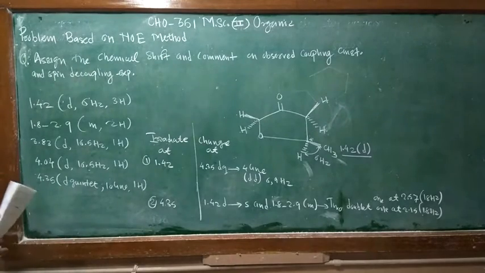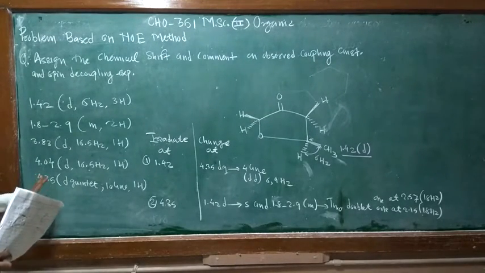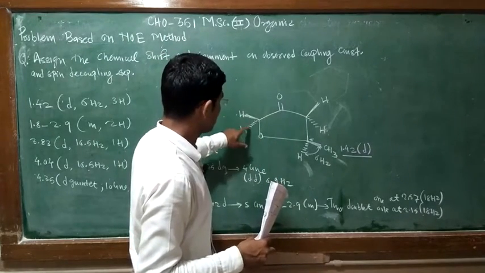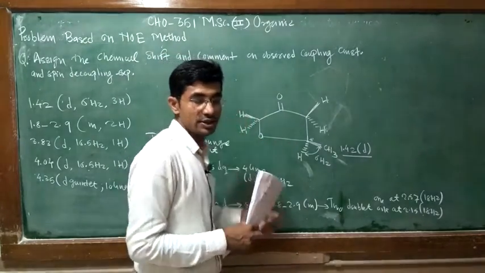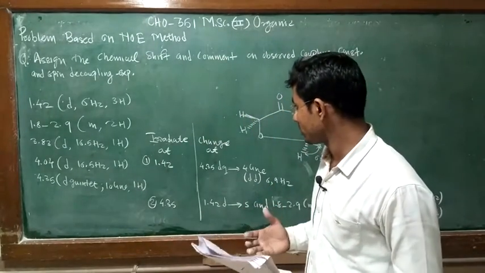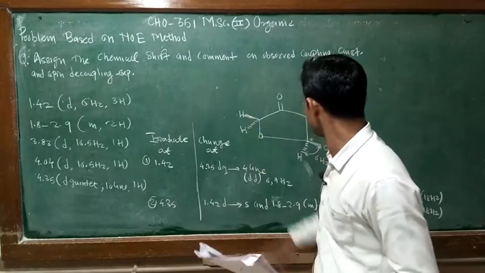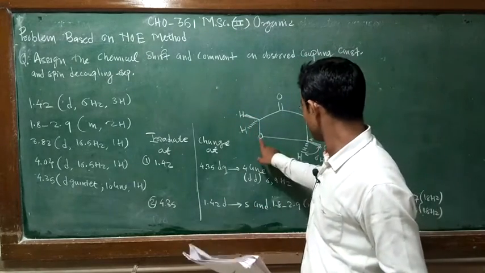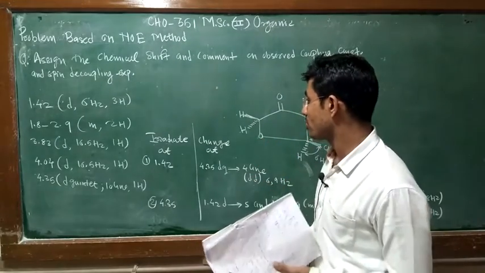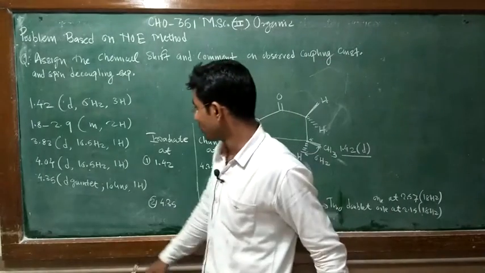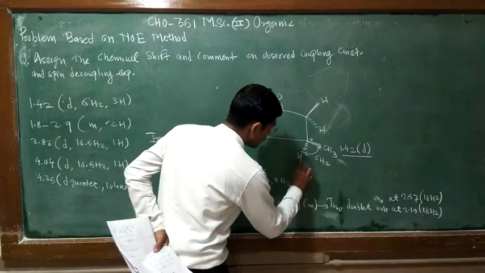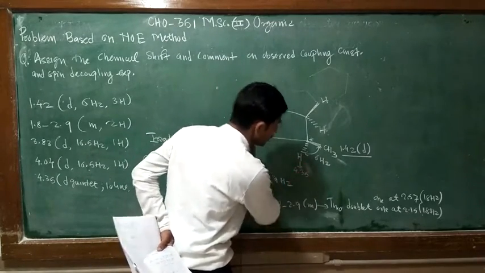Then this oxygen is present here. After the oxygen, this proton comes. This proton is a deshielded proton, meaning we observe a downfield value for this proton also. This is also attached to oxygen, and because of that, this particular proton shows the signal at 4.35.